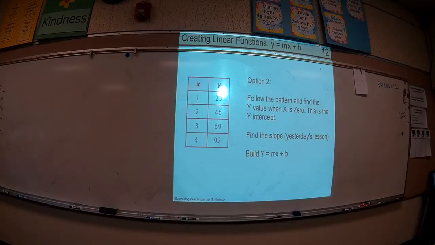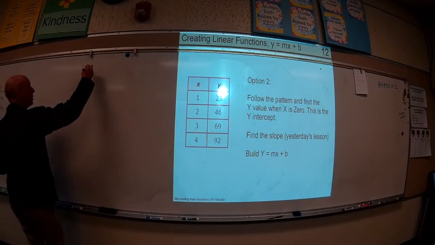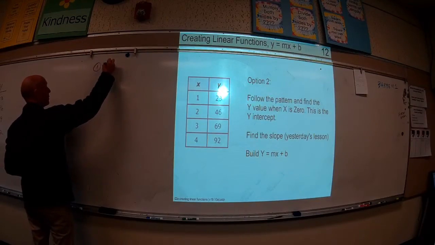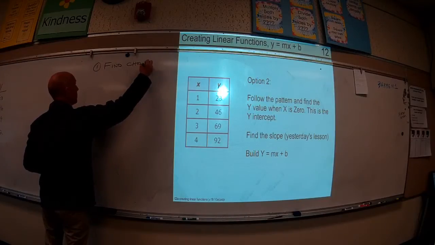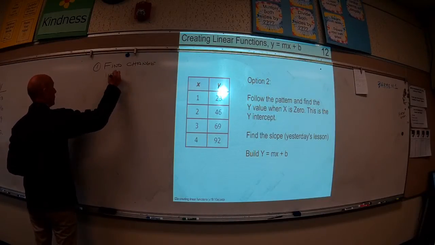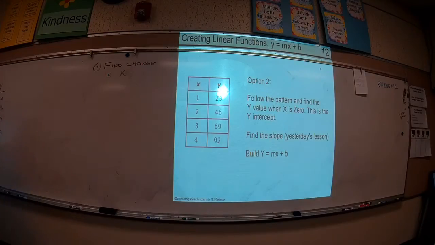So walk me through this process. What do you want to do first? Okay, he's going to do rate of change. I like that. Step 1: we're going to find the change in x. Write that down. Step 1, find change in x.